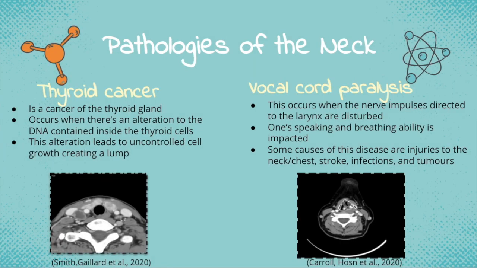Some pathologies of the neck for which a CT scan is done are thyroid cancer and vocal cord paralysis. Thyroid cancer is a cancer of the thyroid gland, and this occurs when there is an alteration to the DNA that is contained inside of the thyroid cells. This alteration leads to uncontrolled cell growth, creating a lump. Goiter, family history, acromegaly, and exposure to radiation in childhood increase one's risk of developing this cancer.